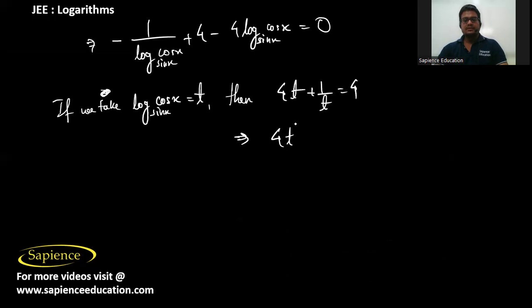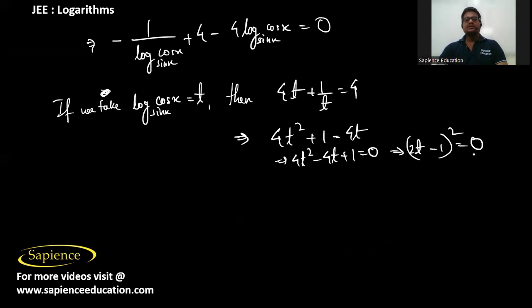This is actually 4t square plus 1 equal to 4t. This 4t square minus 4t plus 1 equal to 0. So this you can write as (2t minus 1) whole square equal to 0. So it means that t will be equal to half. So therefore we can say log of cos x base sin x will be equal to half.